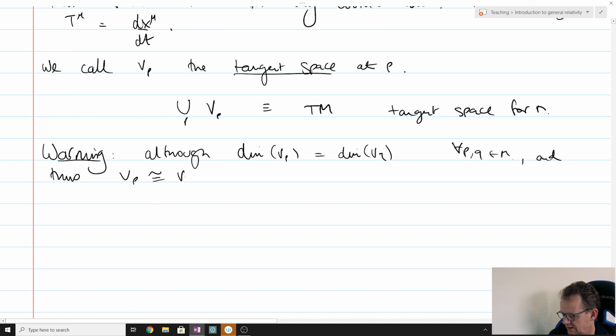So thus Vp is the same as Vq. There exists a linear transformation which identifies Vp with Vq. Invertible linear transformation. These are isomorphic vector spaces for all P and Q. Although there exist these isomorphisms, they're not natural.